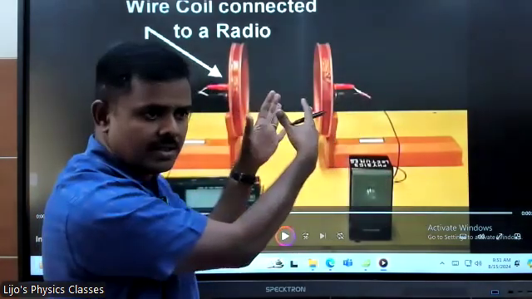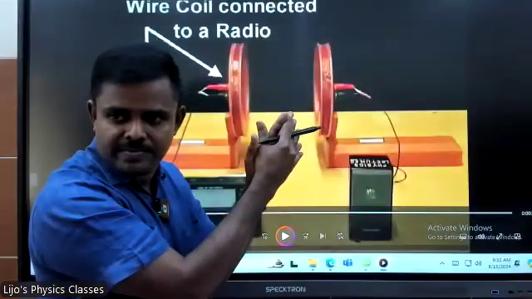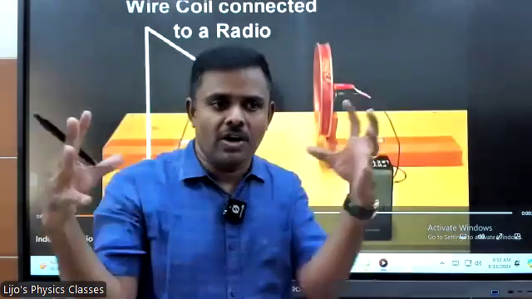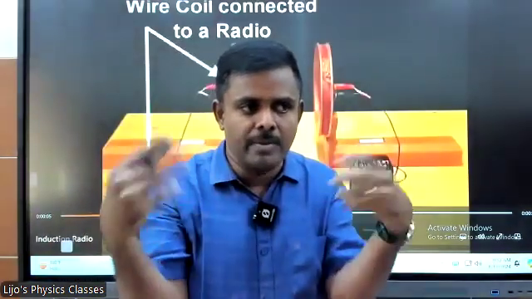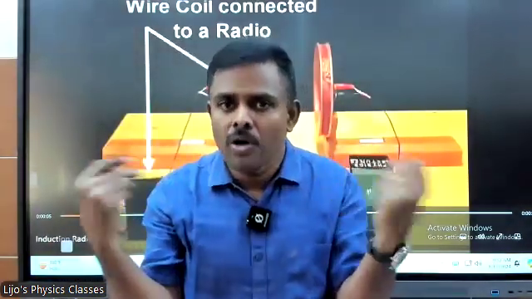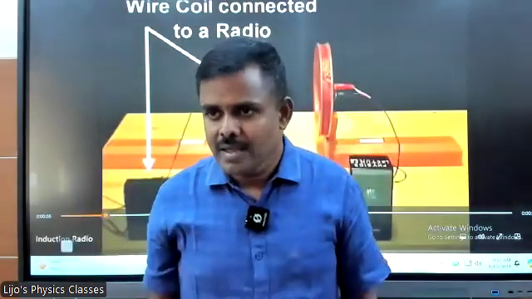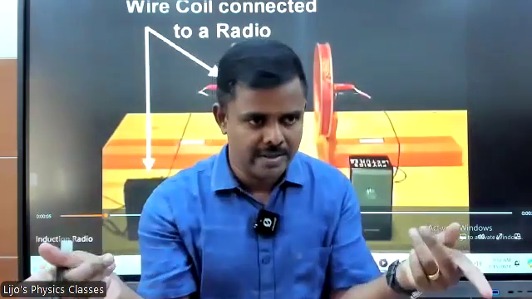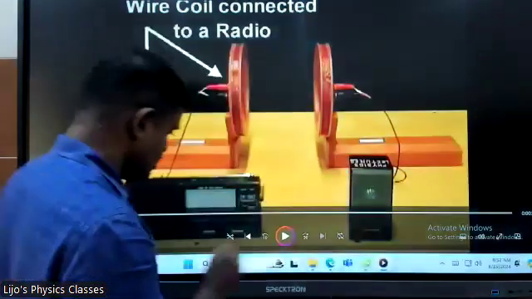See this? When they come closer, what do you expect? There will be more flux transfer. Correct? When the coils are closer, the flux transfer will be more and the sound will be more clear. And when the coils are perpendicular, you won't hear anything. I'll tell you why later. Okay, perpendicular, there won't be flux transfer. Just see this.